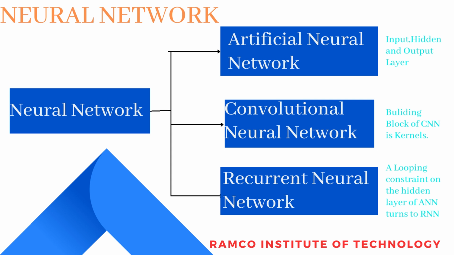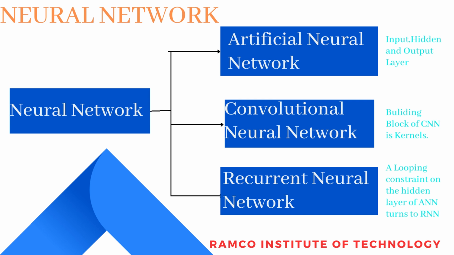Artificial neural network. It consists of three layers: input layer, hidden layer, and output layer. So this is a group of multiple neurons at each layer. Artificial neural network is also known as a feed-forward neural network because inputs are processed only in the forward direction. Artificial neural network accepts the inputs, the hidden layer processes the input, and the output layer produces the result.